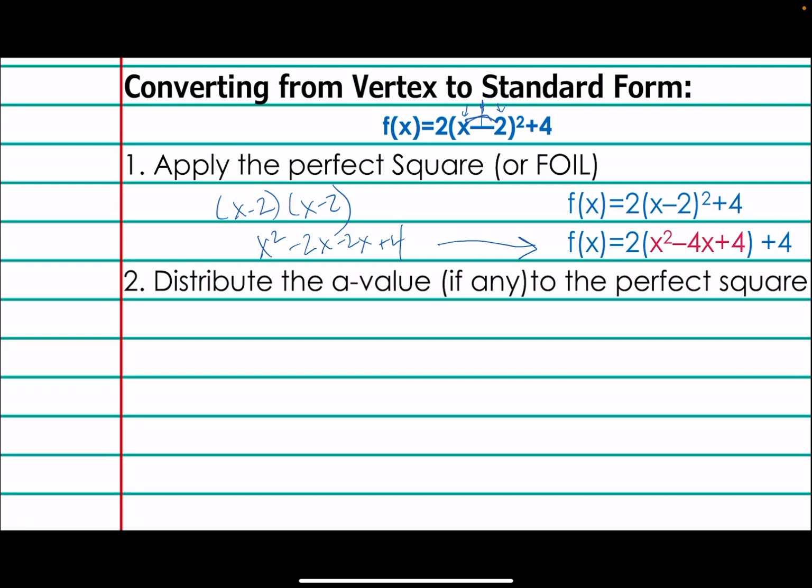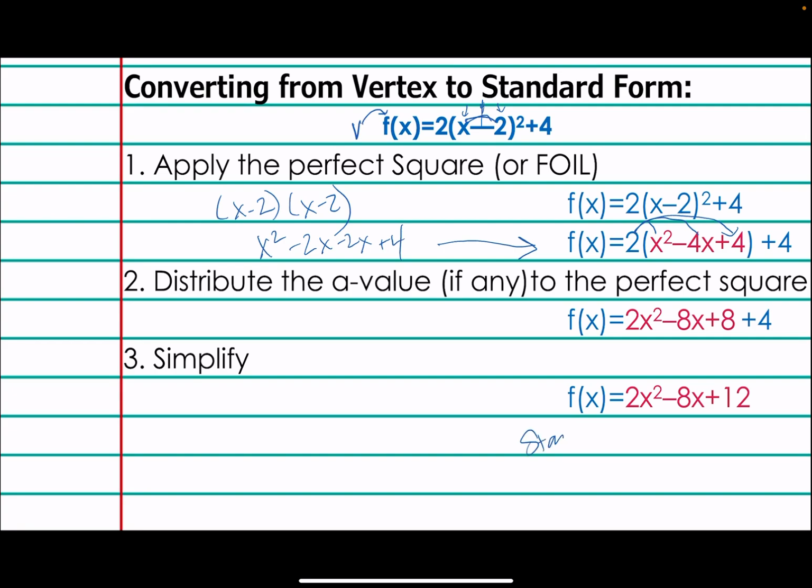Then we are going to have to distribute our a value if there is one. If your a value is a 1, then this part you can skip sometimes. All right, so we're going to apply that 2 and distribute it to all of this perfect square. And you get 2x squared minus 8x plus 8. And don't forget about that 4. Because now we're going to simplify it by combining it in. And now you have that same equation that we had in vertex form right here in standard form.